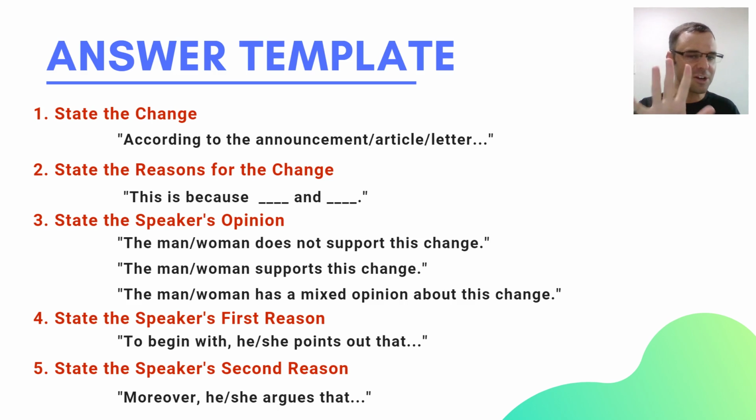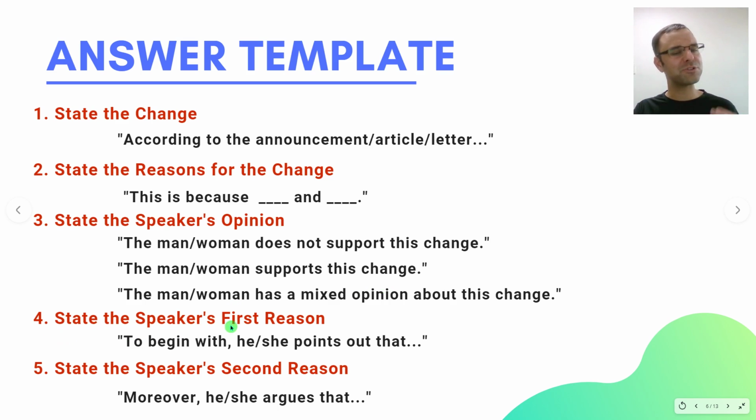There's 5 things I want you to include. First of all, I want you to state what the change is. Say something like, according to the announcement, or according to the article, and then just state the change very, very quickly. One short sentence. After that, state the reasons for the change. This is because reason 1 and reason 2. Again, I want just one quick sentence. Next, state the speaker's opinion. Just pick one of these sentences here from the screen and say it.